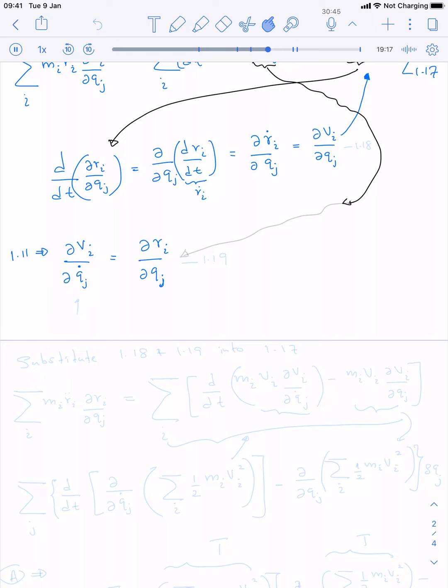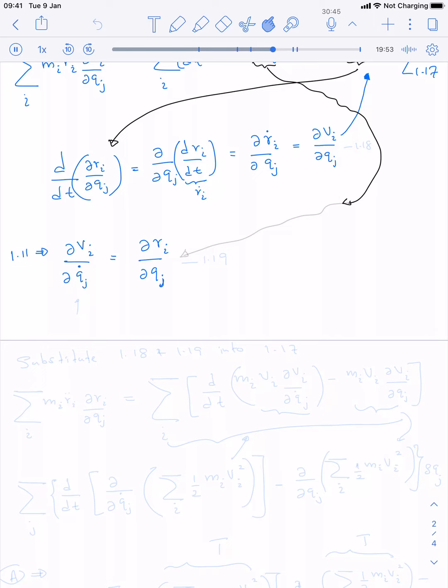Because what happens here is, if you look at this expression right here, you just differentiate with respect to qj dot. If you expand the summation, only the jth term is what we need, and differentiating qj dot with respect to qj dot will give you this ∂ri/∂qj term. That will be the only term remaining, because all the other things will be considered constant with respect to qj dot.